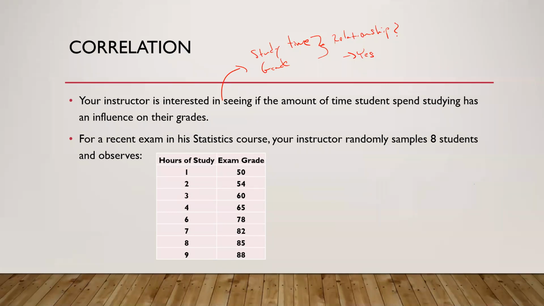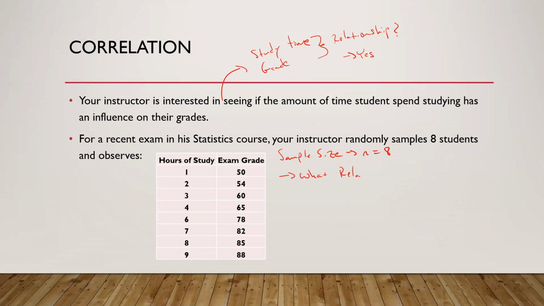Okay, so let's just say last semester, in a recent exam, in my statistics course, your instructor randomly samples 8 students. Okay, so the sample size here is 8, all right? And I observed the following. I have this one variable on hours of study and this other variable called exam score. All right, so look, I have 1, 2, 3, 4. I don't have a value for someone who studied for 5 hours. Okay, that's fine. 6, 7, 8, 9, and then exam scores.